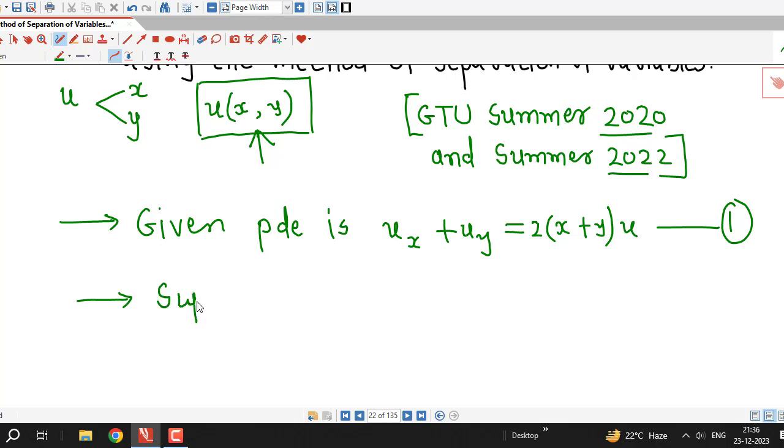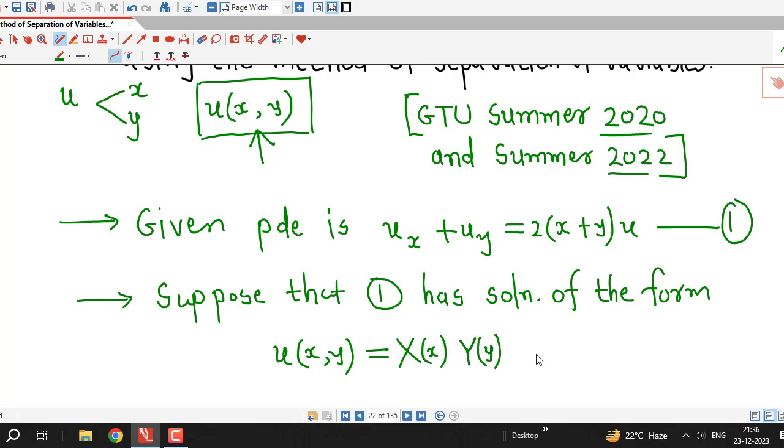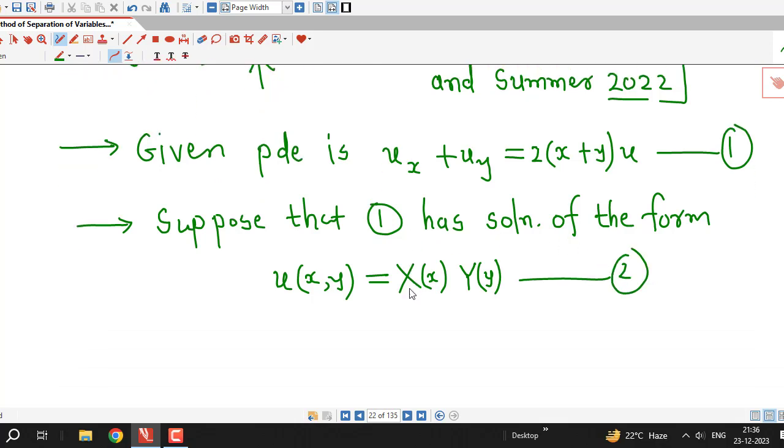So we start by assuming that, suppose that equation 1 has a solution of the form u(x,y) equal to capital X, which is a function of x only, into capital Y. So this is the product form of the solution.